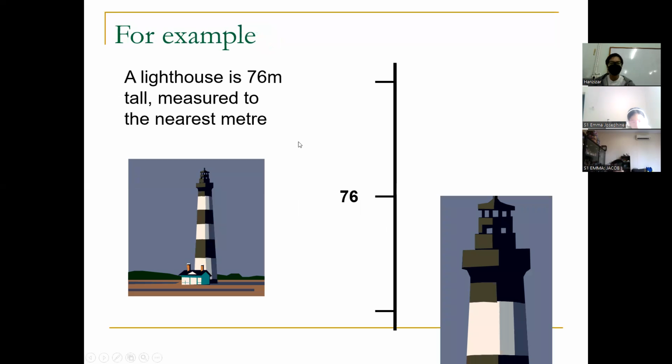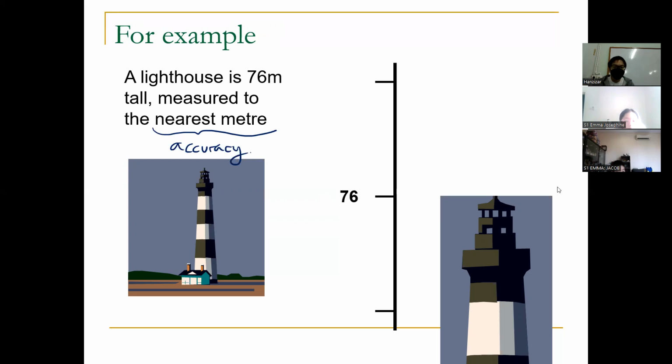Next, for example, a lighthouse is 76 meters tall, measured to the nearest meter. Pay attention. We start the number here, so it is 76 meters. It might be more, it might be less, depending on the accuracy. To the nearest meter. So we know that the nearest meter here is the accuracy.